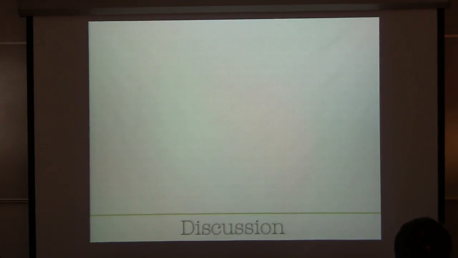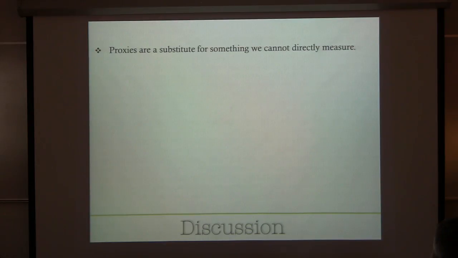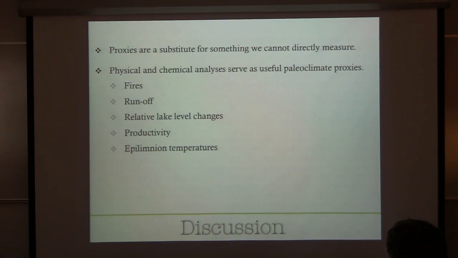All right, so now we have all of our results in, and it's time to make sense of what it all meant. But the thing is, you can't directly measure hydrologic conditions thousands of years ago, so we have to implement what we call proxies. Proxies are a substitute for something we cannot directly measure, and luckily the physical and chemical analyses we run could be useful paleoclimate proxies for things such as fires, runoff, lake level changes, productivity within the lake, as well as epilimnetic temperatures, which is just the water temperature near the surface, so the upper part of that water column.